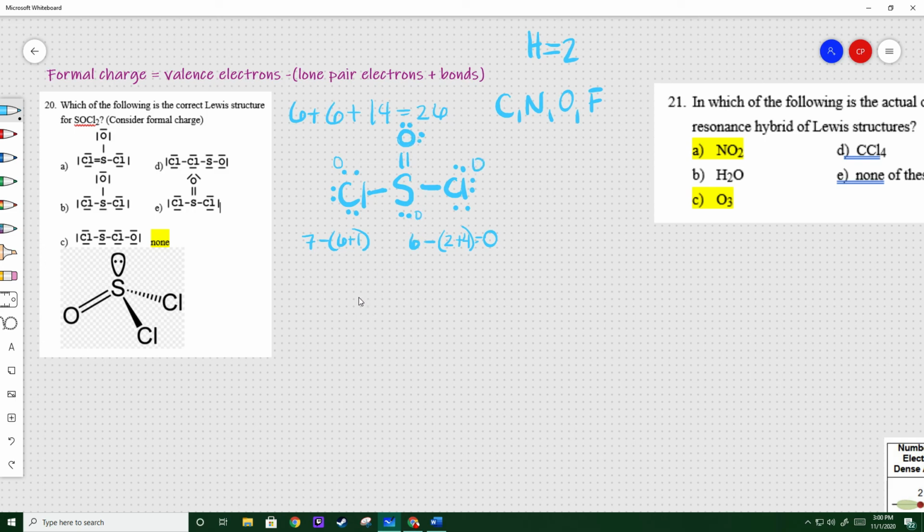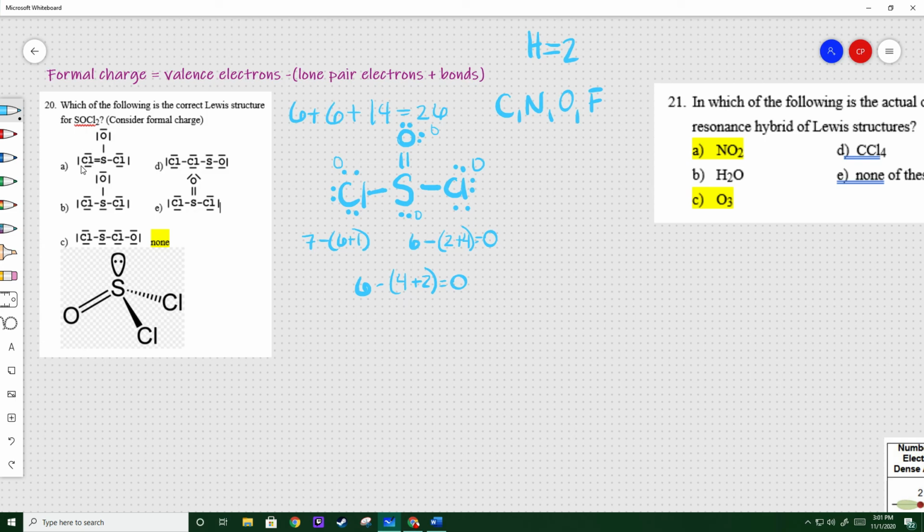And then this oxygen, so oxygen up there starts off with 6 valence electrons. It has 4 lone pair electrons and then 2 bonds. So that's a 0. So if you see, all of these are 0, the formal charges on these atoms, and that's why that makes this the most likely structure, because we have 0 for all the formal charges of these atoms. We want it to be closest to 0. Whereas if we did the calculations on any of these, that would not be the case.